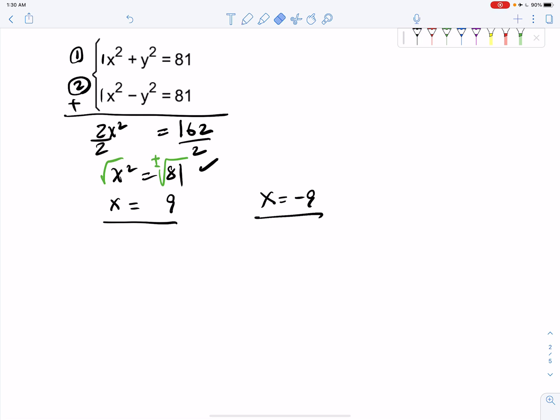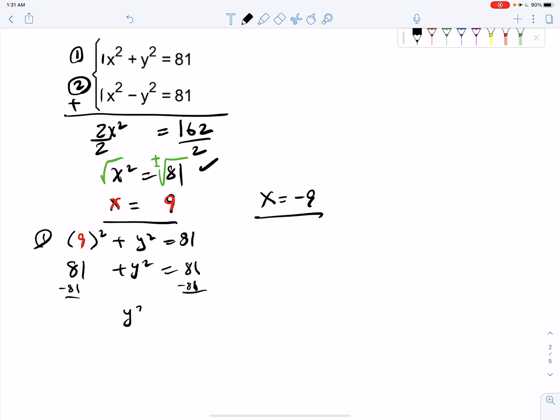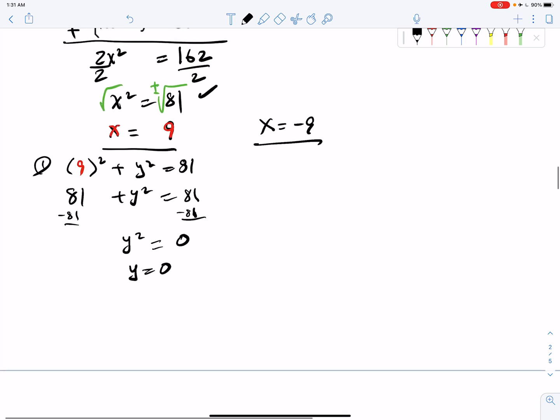But I'm just going to take equation number 1. Really, they're both not the best because they both have square terms, but equation 1 says x squared plus y squared equals 81. So what we're going to do is replace x with 9. Well, 9 squared is 81. And when you subtract 81 from both sides, well, that sure got nice real quick. y squared equals 0, so y equals 0. So there wasn't a plus or minus in the end on that one. So we end up getting 9 comma 0 because you can't have a plus or minus 0.